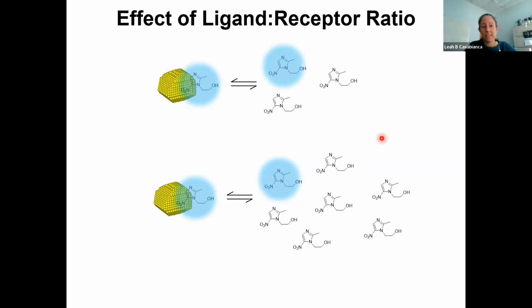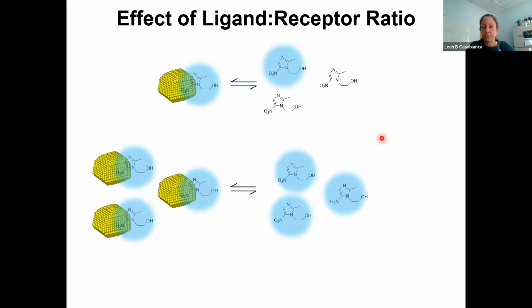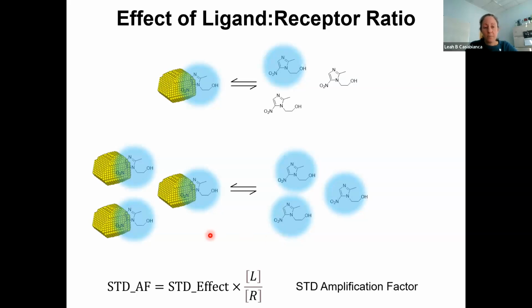The other way to think about it is you can decrease the ligand receptor ratio by adding more receptors. And this will allow more possibility for more ligands to bind, and this will obviously increase the STD effect. So the STD effect is inversely proportional to the ligand receptor ratio. And because of this, we can calculate an STD amplification factor, which is the STD effect multiplied by the ligand receptor ratio. So this allows us to compare STD effects that have been measured at different ligand receptor ratios.